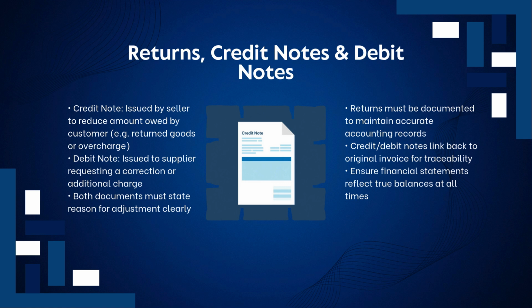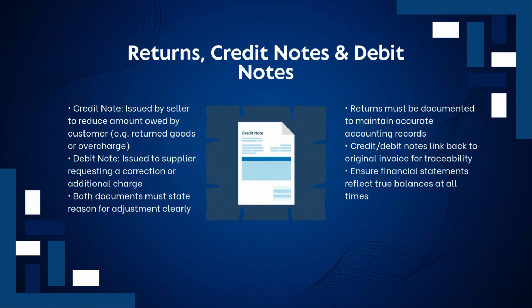Debit note, in contrast, is issued by the purchaser. To whom? To the supplier, the seller. It's a request to either increase the amount of the invoice or to correct it. And both documents must state why they were made. Why means reason. What was the reason for either the reduction or addition to the invoice? So these documents should be documented in order to maintain accounting records.